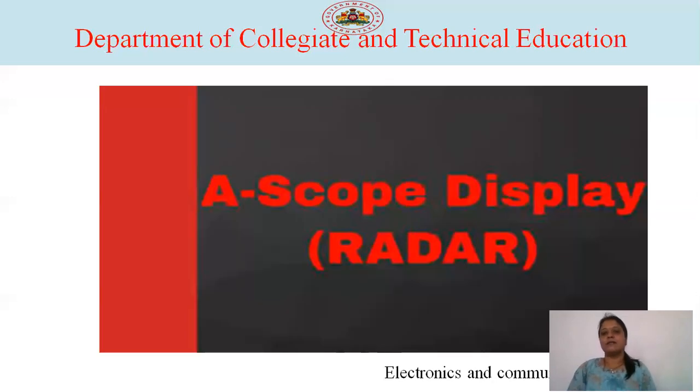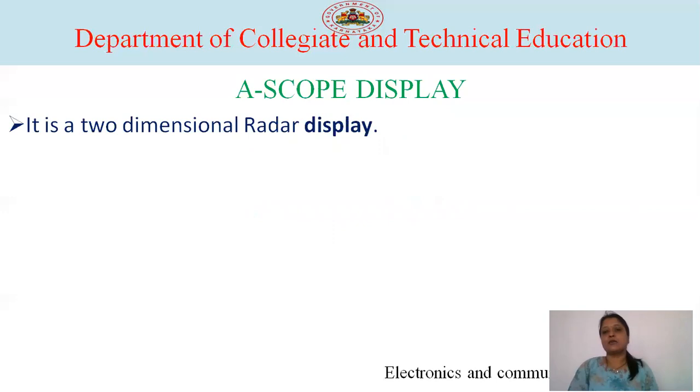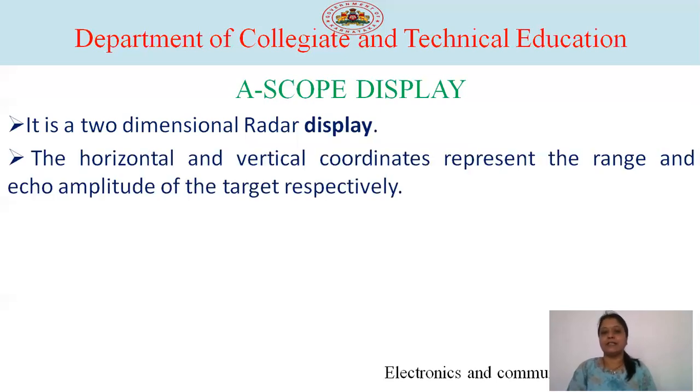Now the first one is the A-scope display, that is, the radar's A-scope display. The A-scope display is a two-dimensional radar display. The horizontal and vertical coordinates represent the range and the echo amplitude of the target respectively. That is, the horizontal coordinate and the vertical coordinate represent particular information. There are two directions, the horizontal direction and the vertical direction.